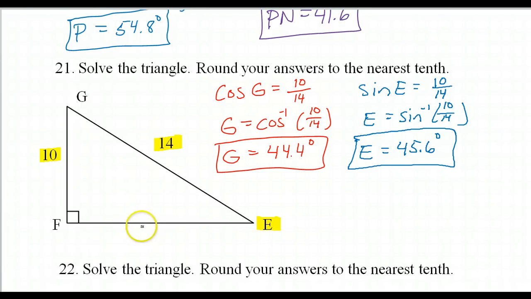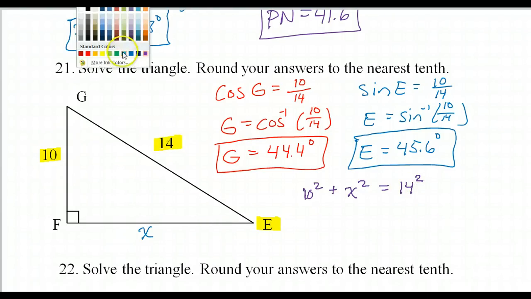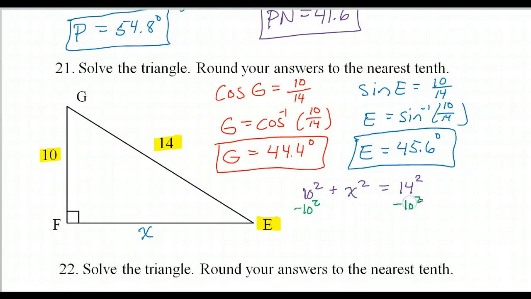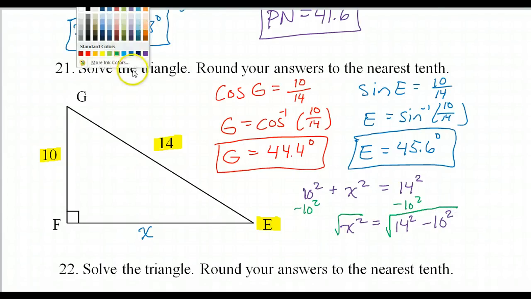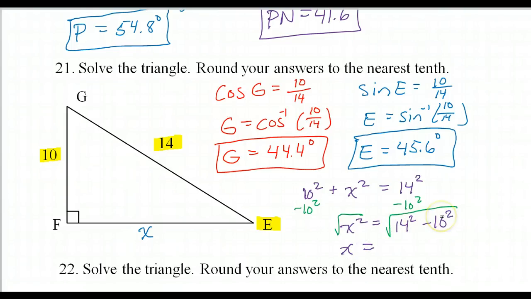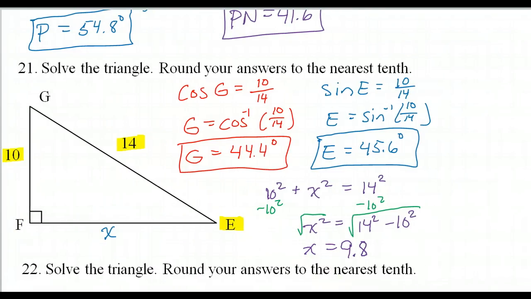Again, if I want to find this side, FE, throw an X on there, I'm going to use the Pythagorean theorem. I'm going to be very careful. 10 squared plus X squared is equal to 14 squared. Notice the hypotenuse has to go by itself. Then I need to subtract 10 squared from both sides. So that's going to give me x squared is equal to 14 squared minus 10 squared. Then it's time to take the square root of both sides. And I like to do that all in my calculator just like this. And that is 9.8. So that means FE is 9.8.